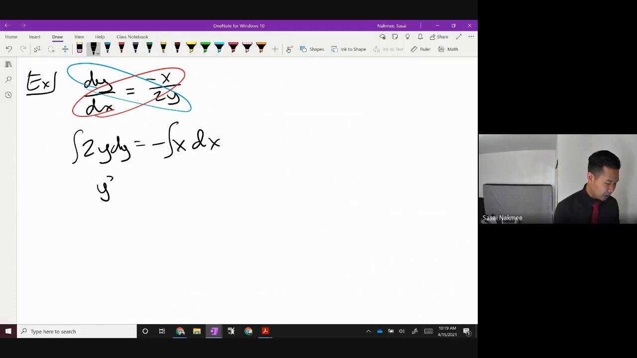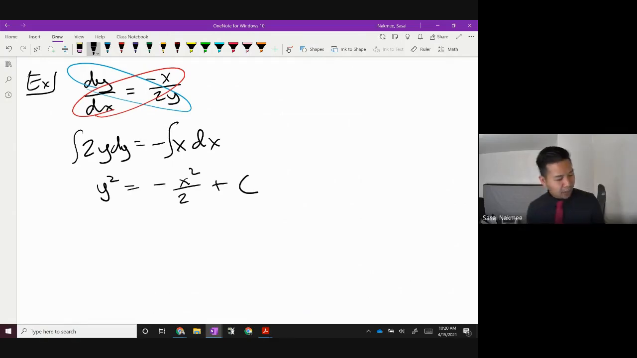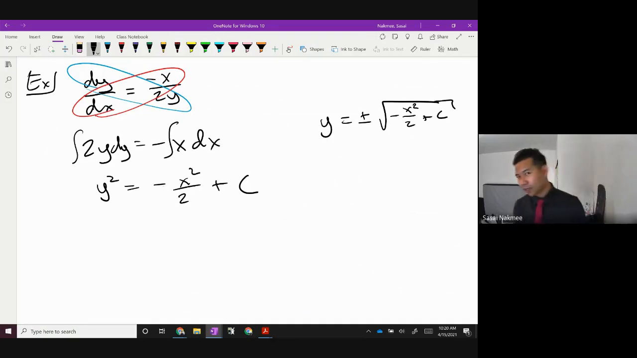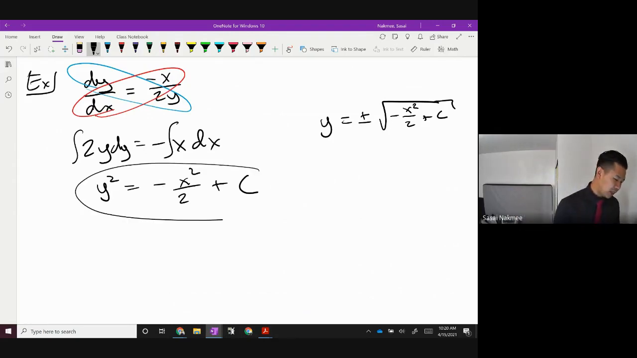I'm going to end up here with y squared is equal to negative x squared over 2 plus c. And you'll say, that doesn't look like a circle equation. If you solve it all the way through, you'll end up with y is equal to plus or minus the square root of negative x squared over 2 plus c. And I agree that it's hard to see that this is one of those oval equations. It's actually easier to see from here.